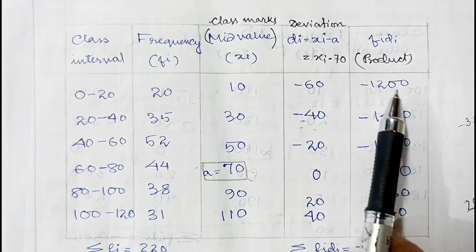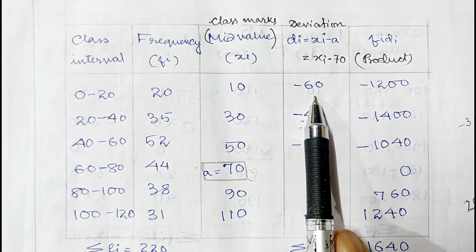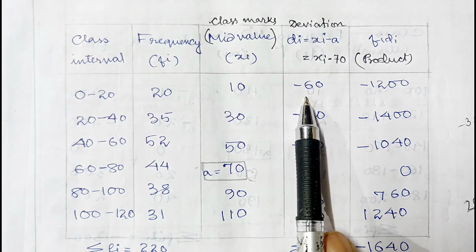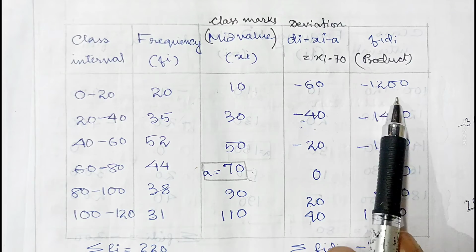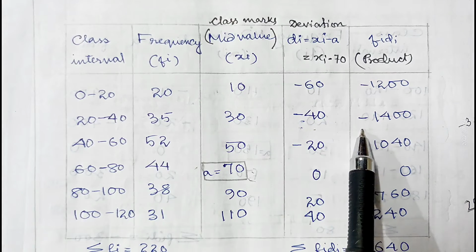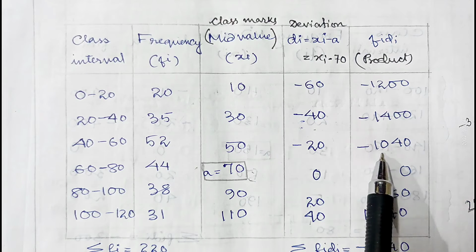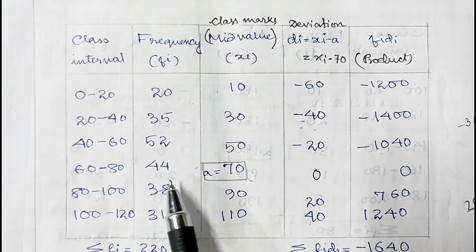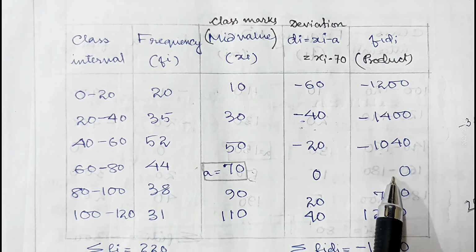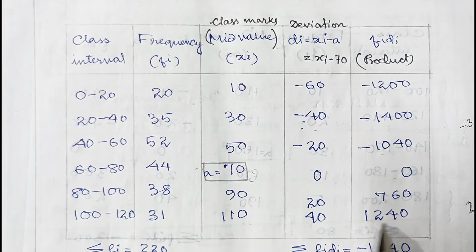In the next column, it is the product of fi and di. We have to multiply fi with di. So 20 into minus 60 gives minus 1200. 35 into minus 40, if I multiply, I am going to get minus 1400. 52 into minus 20, minus 1040. 44 into 0 gives 0. 38 into 20 is 760, and 31 into 40 gives 1240. So we got the products.